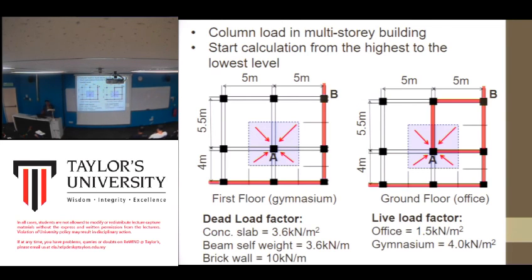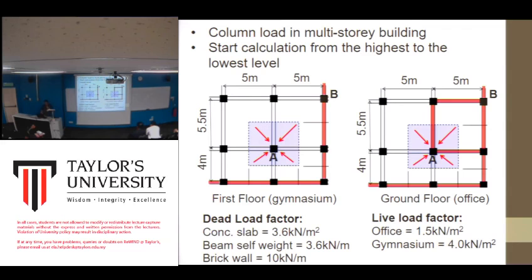So column load in multi-story building. Just now was just an example for one level, but when it comes to a multi-story building, just like the building that you use for the assignment, you have to calculate the load from the ground to the roof. That's why in the assignment brief, the dead load and live load for the roof are given. If you look carefully in the brief, the live load and dead load factor for the roof are given. So you don't really have to calculate the roof, because the load is already given. You just use the factor. Start the calculation from the highest to the lowest level.